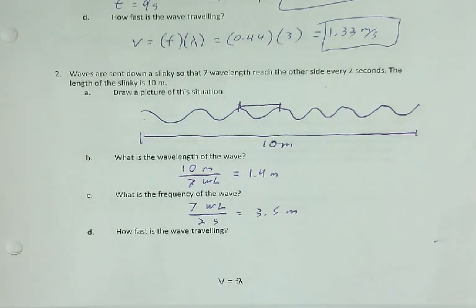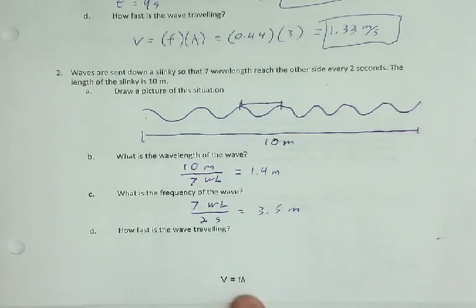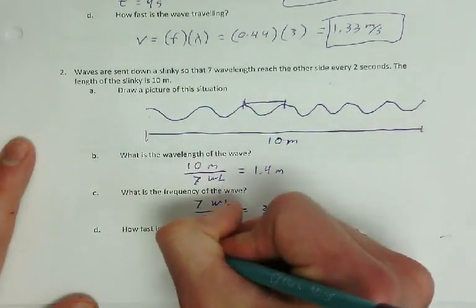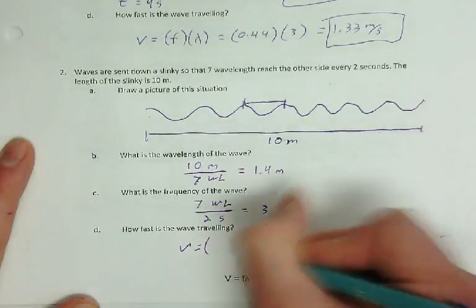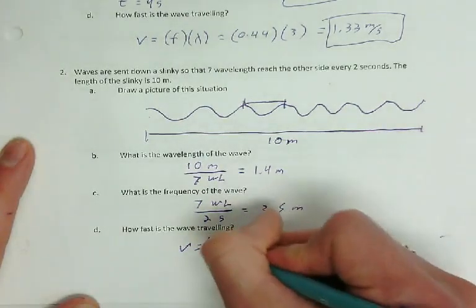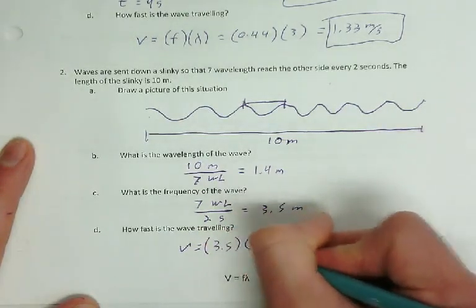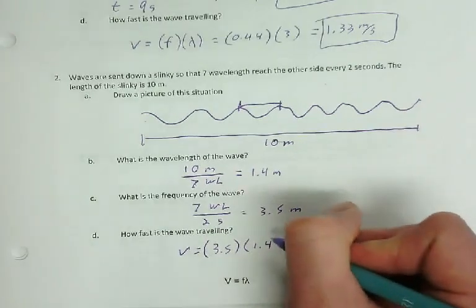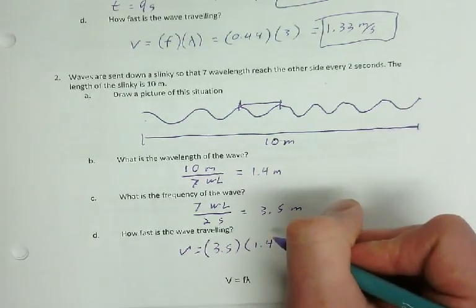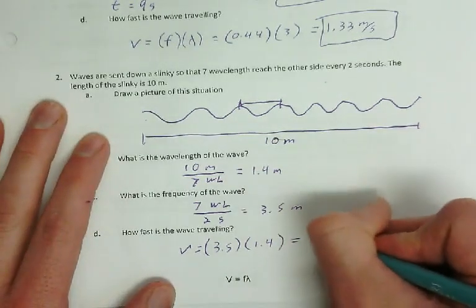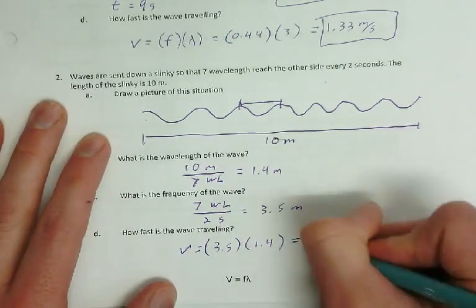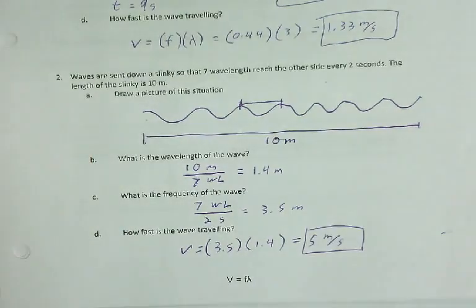And then last thing we need is the velocity. So v equals f lambda. So the velocity is what we're solving for. The frequency we just found, 3.5. And the wavelength we found before that, 1.4. And we get 5. Yeah, it depends on how or if you rounded. You may get a slightly different number, but basically you get 5.